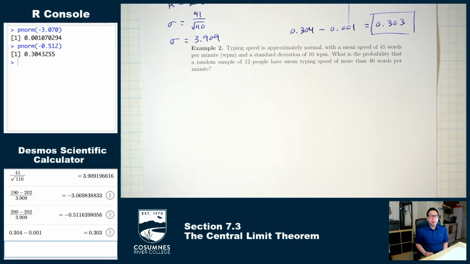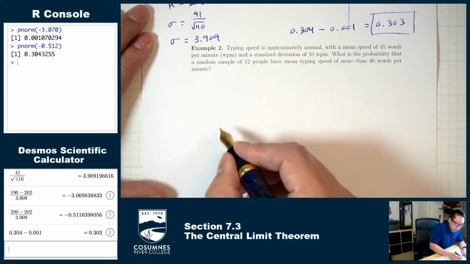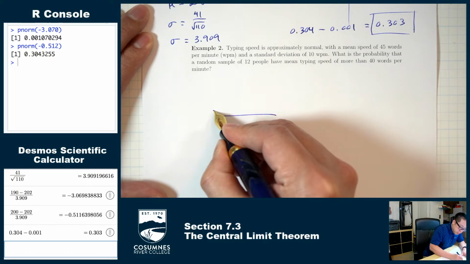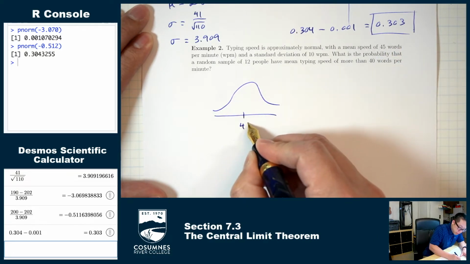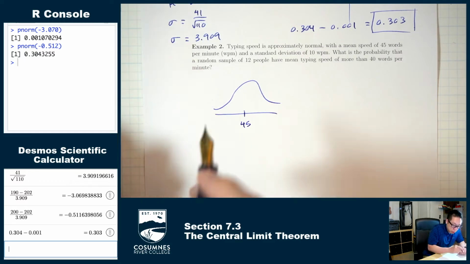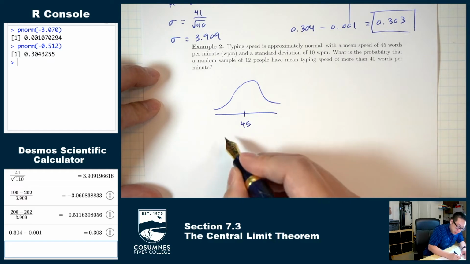Example 2. Typing speed is approximately normal with a mean speed of 45 words per minute and a standard deviation of 10 words per minute. What's the probability that a random sample of 12 people have mean typing speed of more than 40 words per minute? Same as before, first thing I'll do is draw my picture and put the mean in the middle. Our mean here is 45. And then to keep track of what's on my x-axis, this 45 was words per minute, or typing speed.